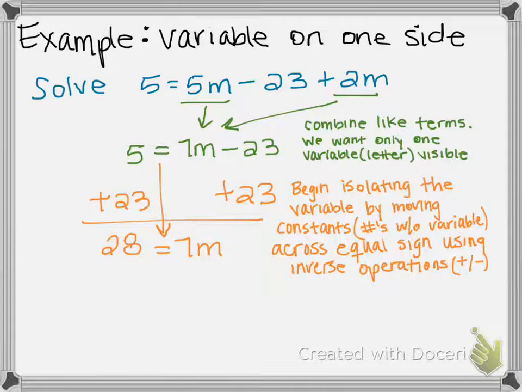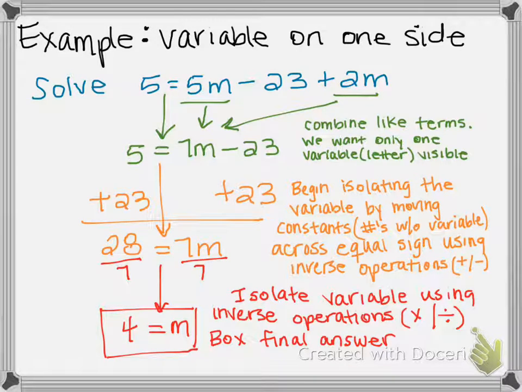Now remember that the goal is to isolate that variable. So I want to get that m by itself. I do this slowly by first moving that negative 23 away. So I have to move it to the other side of the equal sign, and I do that using an inverse operation. Since it was minus 23, I have to do plus 23 in order to move it over. So that gives me 28 equals 7m.